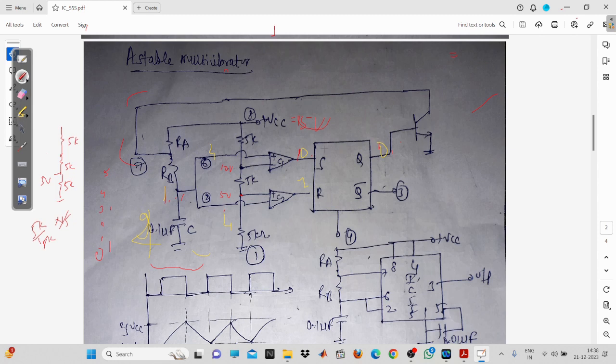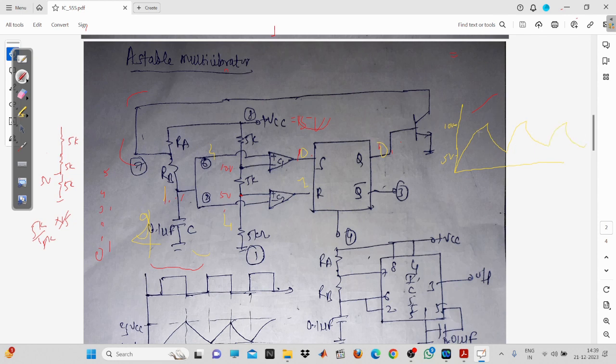I'll draw the waveform of the capacitor voltage. Suppose you have taken a 15 volt VCC, so what is going to happen initially? It will charge. When the capacitor tries to cross 10 volt, you are having the discharge path. And when the capacitor voltage decreases below 5 volt, your discharge path will be open. So you will be having two limits, that is 10 volt and 5 volt. So again this will be repetitive.